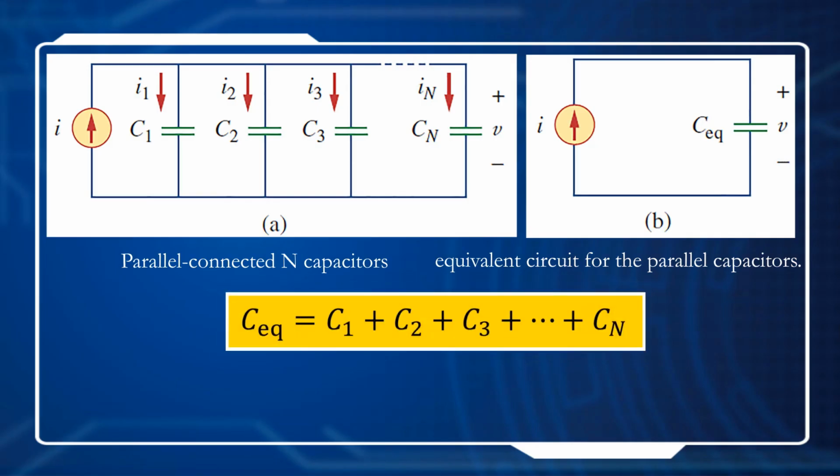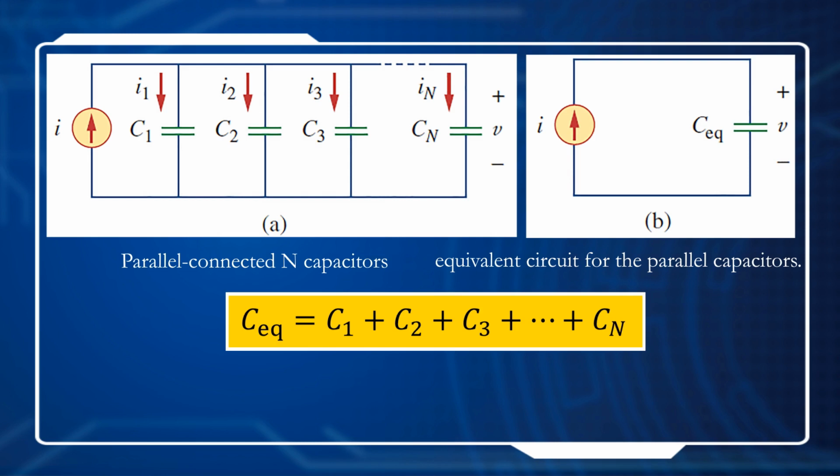And we can do it like this. CEQ equals C1 plus C2 plus C3 and so on until Cn. And how do we get this?